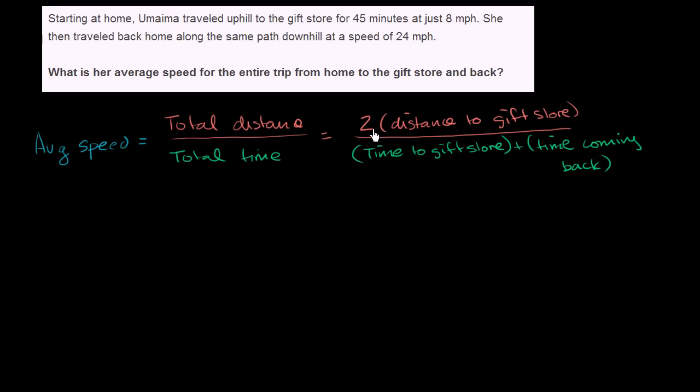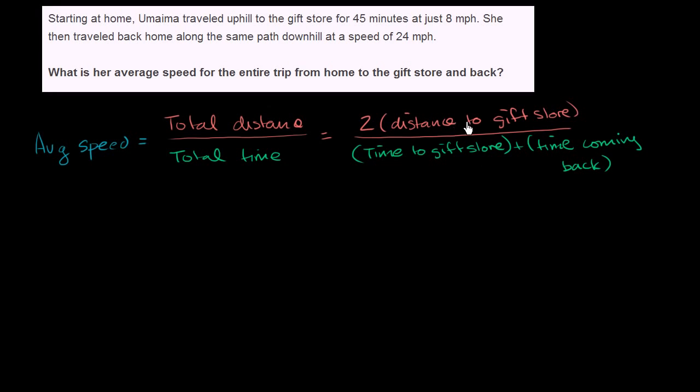Now, we know that the distance to the gift store and the distance back from the gift store is the same. So that's why I just said that the total distance is just going to be 2 times the distance to the gift store. In fact, we know we're going to have different times to the gift store and coming back. How do I know that? Well, she went at different speeds. She went there much slower than she came back, so it would take her longer to get there than to get back. So let's see which of these we already know.